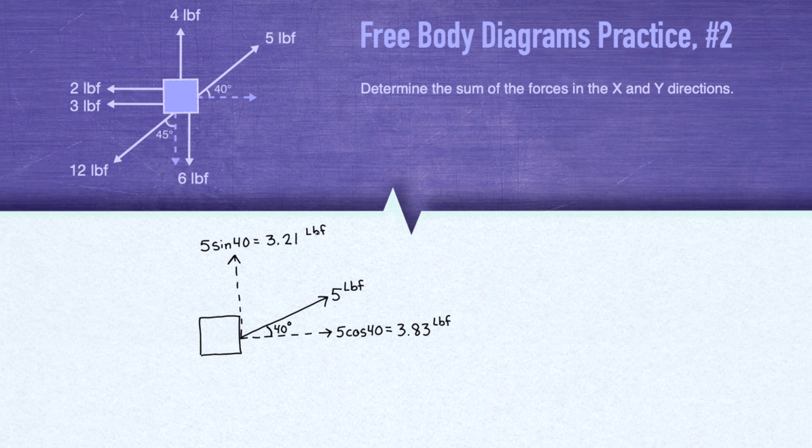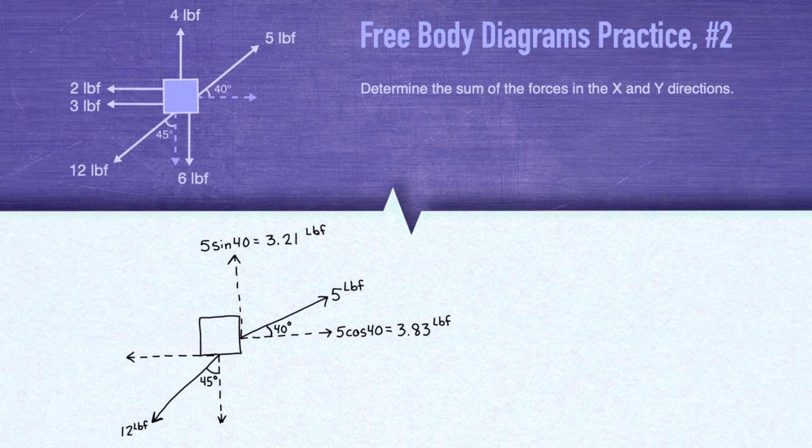So similar to how we did with the 5-pound force, we're going to take 12 pounds of force cosine 45, which equals 8.49 pounds of force. That's going to be the y direction. And then the x direction is going to be 12 pounds sine 45, which is 8.49 pounds of force. Basically, we're going to do the same thing that we did with the 5 pounds of force. So to find the x component, I'm going to take 12 pounds sine 45, and to get the y component, I'm going to take 12 cosine 45.